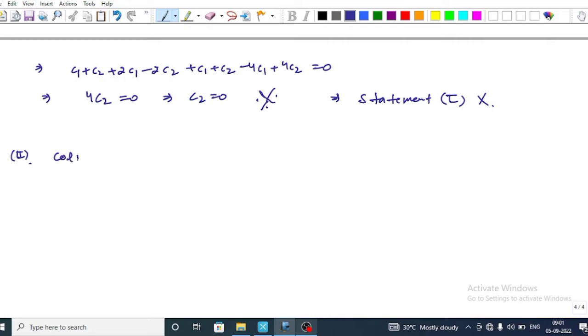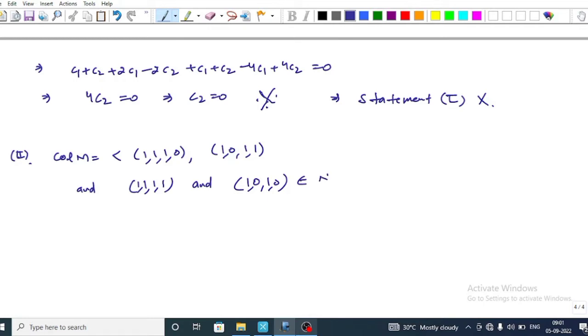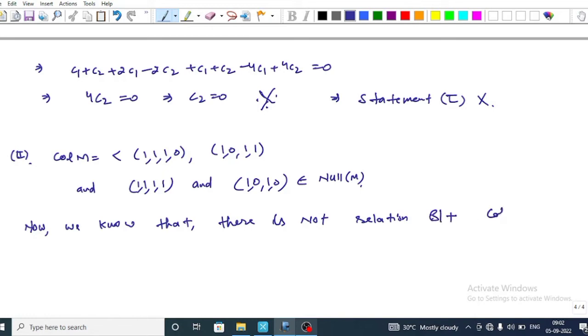Second statement, in which we are given that there exists a matrix M such that the column space of M is spanned by (1, 1, 1, 0), (1, 0, 1, 1), and (1, 1, 1, 1) and (1, 0, 1, 0) belong to the null space of M. Now we know that there is no direct relation between the column space of M and the null space of M.